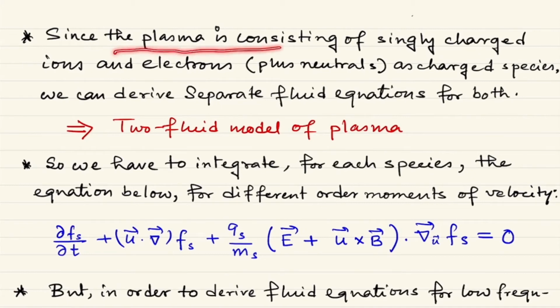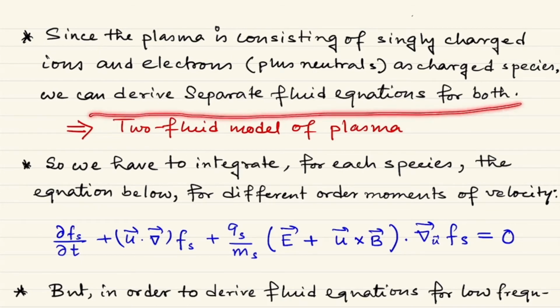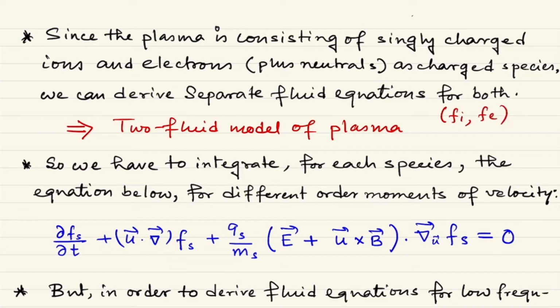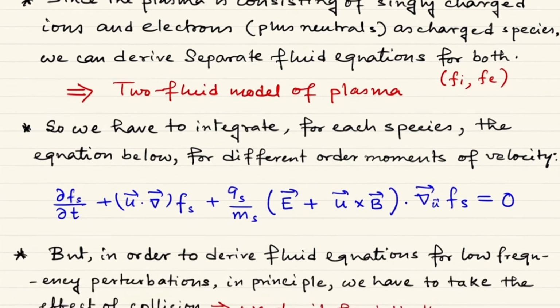Now, since the plasma consists of singly charged ions and electrons, of course, in principle plus neutrals, but these are the two charged species, we can actually derive separate fluid equations for both. For ions you have a single fluid evolution equation as Fi, for electrons you have Fe, like this. I'm just writing in case you forget. And that leads us to the two fluid model of plasma. Now we have finally to integrate to get the macroscopic equations, for each species, corresponding to different order of moments of velocity. This is the traditional prescription for obtaining macroscopic equations.